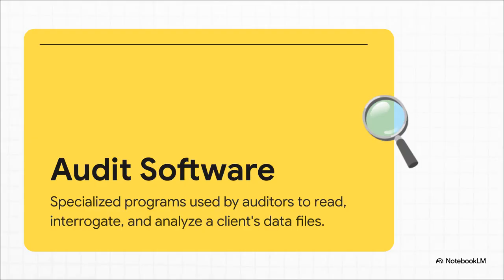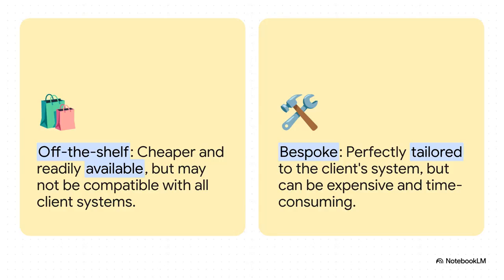All right, the second classic tool is audit software. Now, if test data is for checking the system's logic, then audit software is for checking the data itself. It's basically a powerful digital magnifying glass that lets an auditor read all of a company's files and interrogate the data directly. And right here, auditors have a big choice to make. They can either use a standard off-the-shelf program, which is usually cheaper and faster, or if they're working for a massive client with really unique systems, they might actually develop bespoke software, custom-built from scratch to fit that client perfectly.